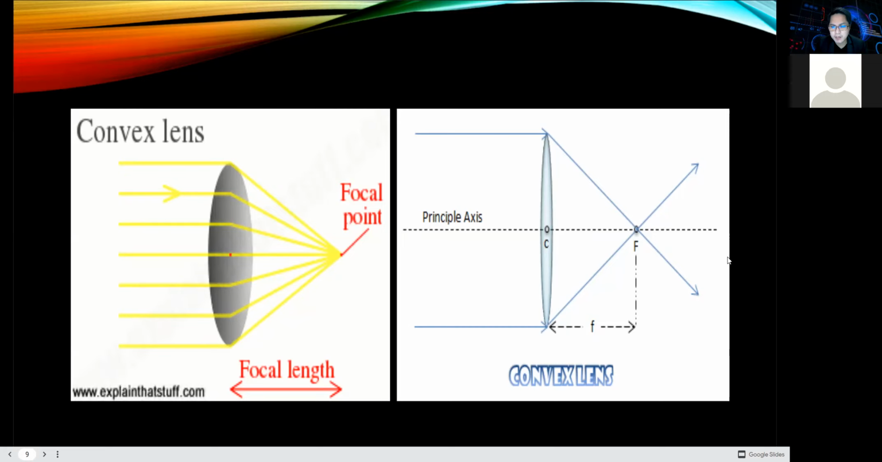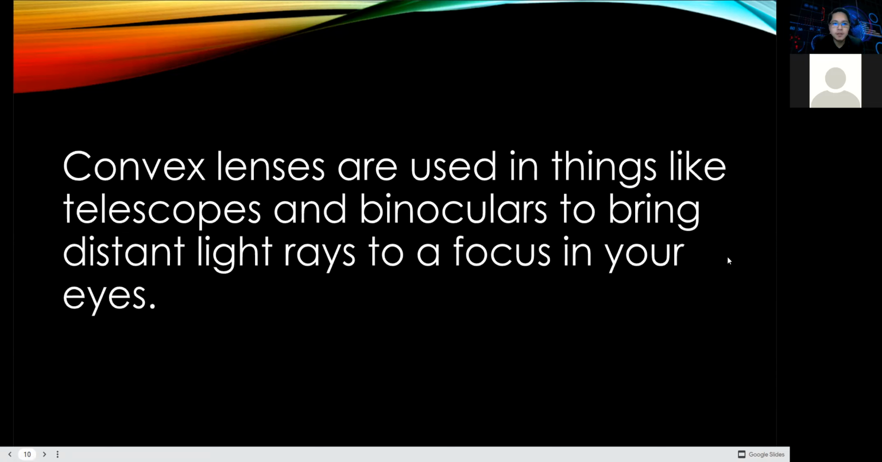Why? Because you're using a convergence lens or converging lens or a convex lens. Okay, doing that so can create what? A concentration of heat. Okay, you are concentrating the solar energy into a particular focal point. Convex lenses are used in things like telescopes, binoculars, to bring distant light rays to a focus in your eyes.